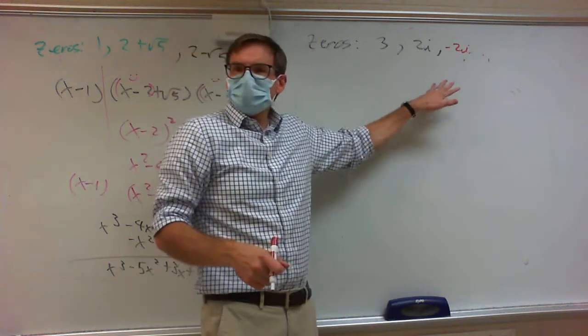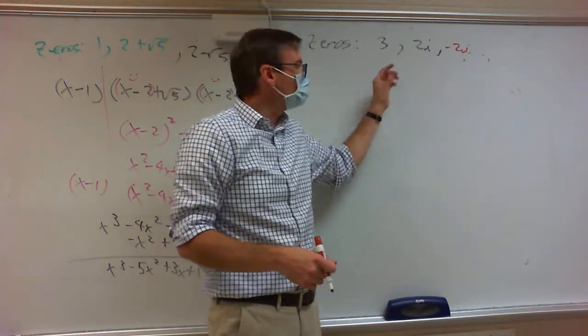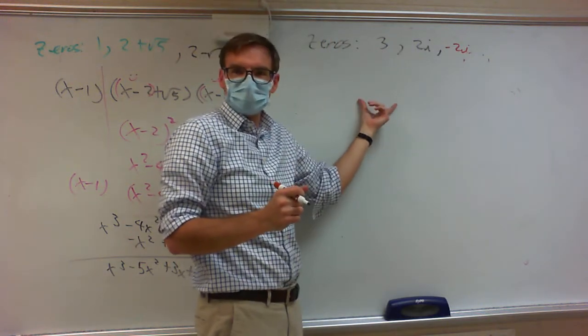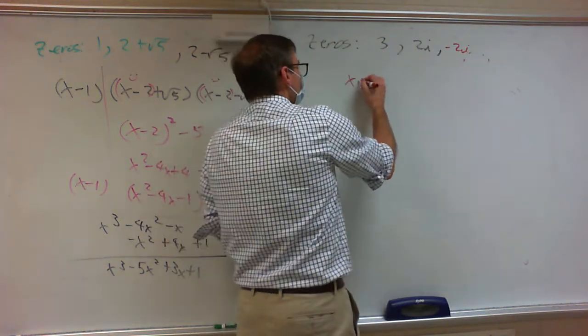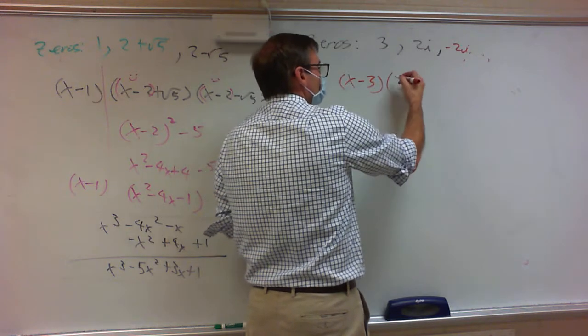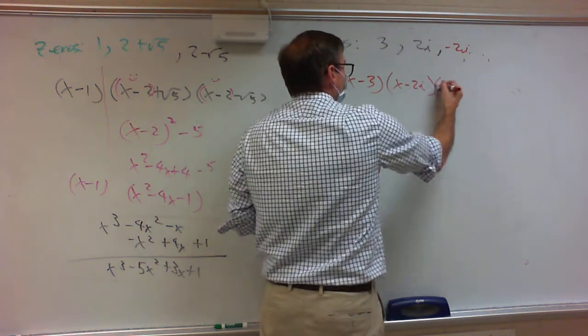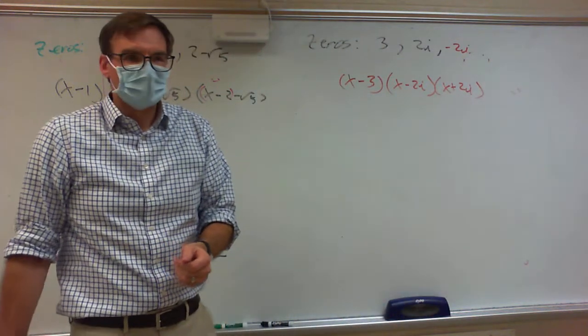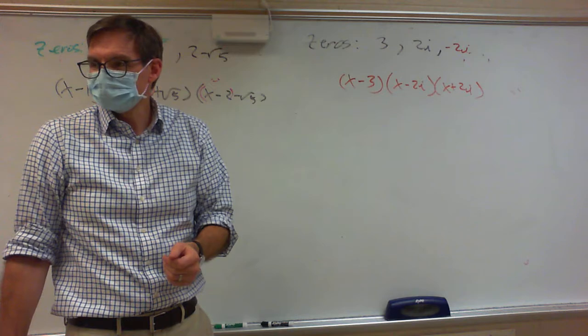So if these are your zeros, the things in parentheses are technically called factors. So if 3 is a zero, what's the factor? X minus 3, and x minus 2i. Is everybody okay with that part?